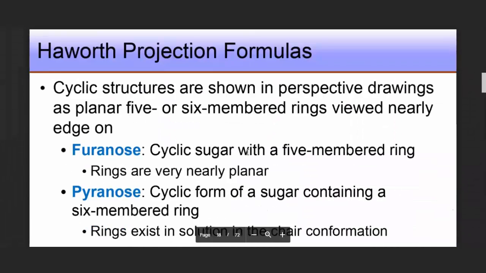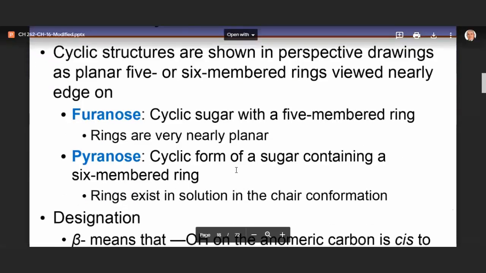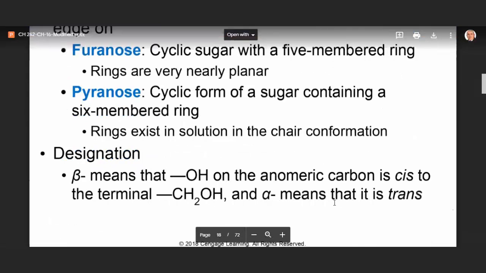Now, in the Haworth projection formulas, cyclic structures are shown in perspective drawings as planar 5 or 6 membered rings viewed nearly edge-on. Notice furanose: these are cyclic sugars with a 5-membered ring. Rings are very nearly planar. And pyranose is the cyclic form of a sugar containing a 6-membered ring, and usually these exist in solution in the chair conformation.